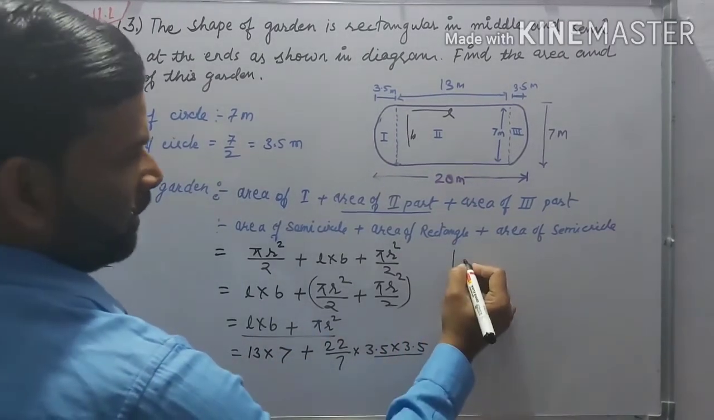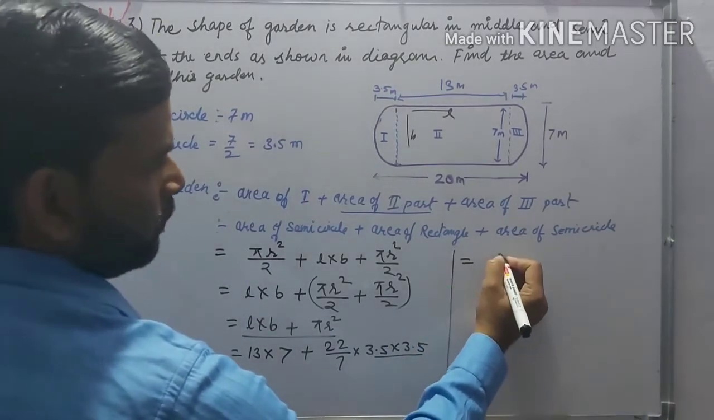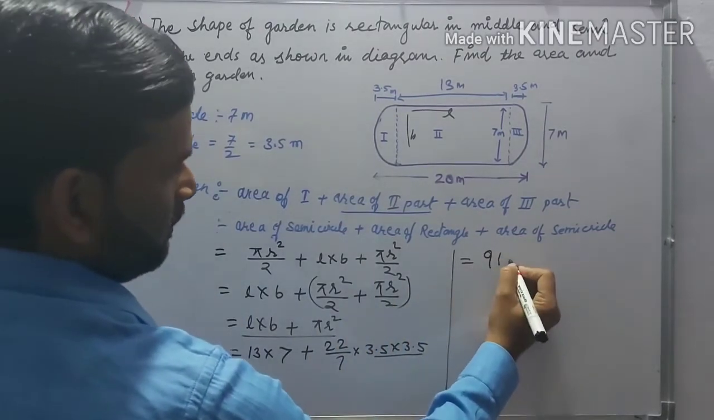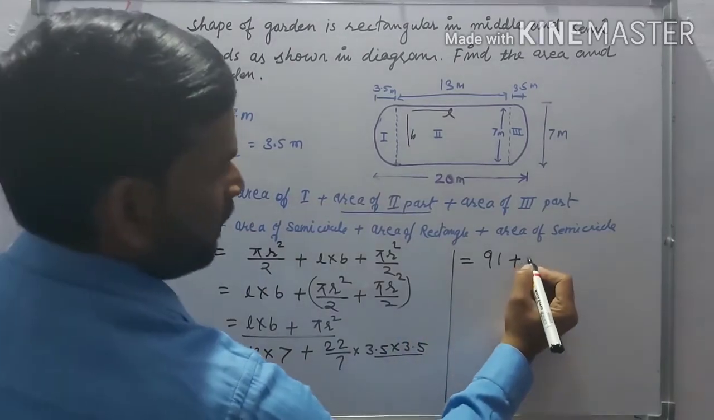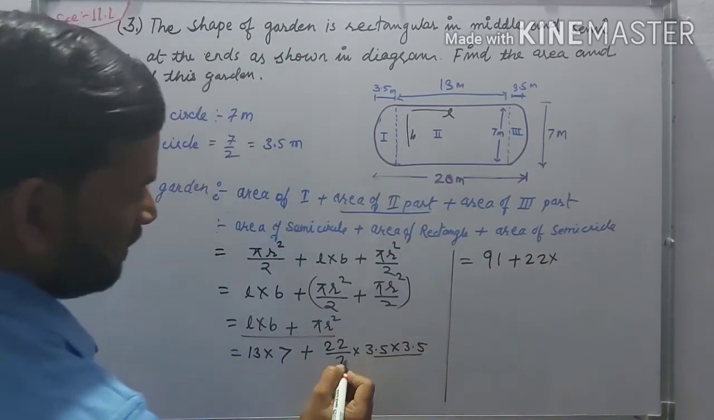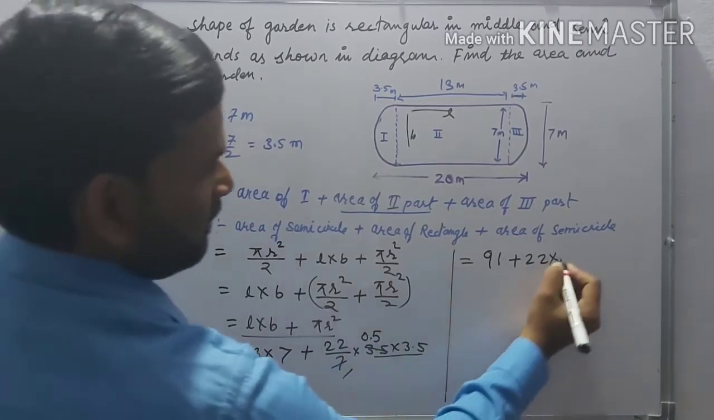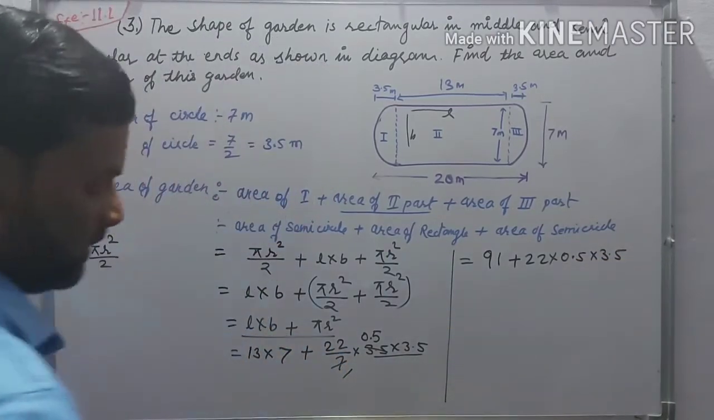Now 7 3s are 21, okay, 1 carry, and 7 1s are 7 and 2 is 9, so 91, plus here we will solve that: 22 into 7, 1s are 7, and 7 5s are, the answer is 0.5, then we multiply 0.5 into 3.5.